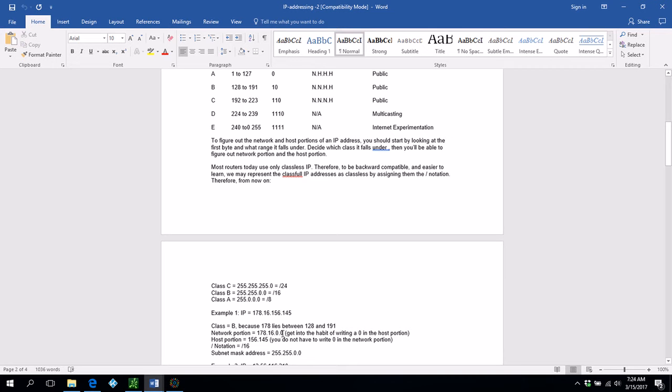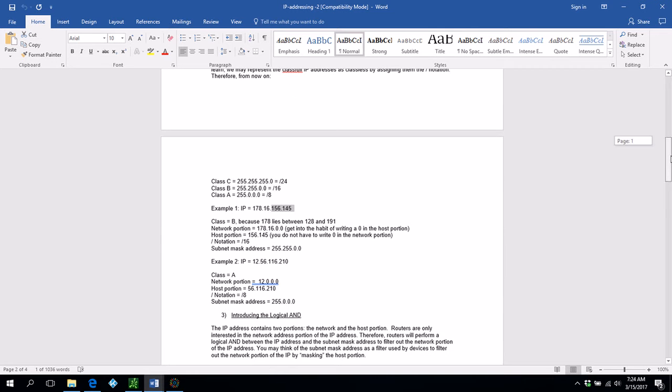The host is always written in zeros when you're writing the network address. The host portion then is 156.45, the last two bytes. Right, and that's it. Here's another example: 12.56.116.210. Since 12 lies between 1 and 127, that's a class A. So class A says that the first byte is your network address and the last 3 is your host. The host in this case would be 56, 116, and 210.